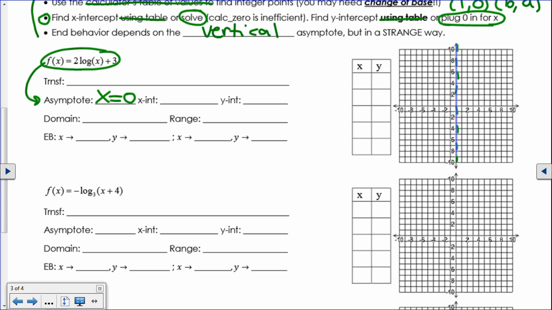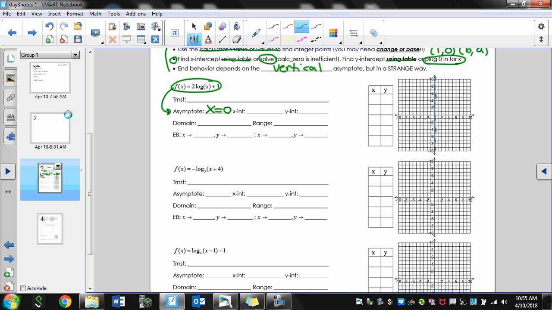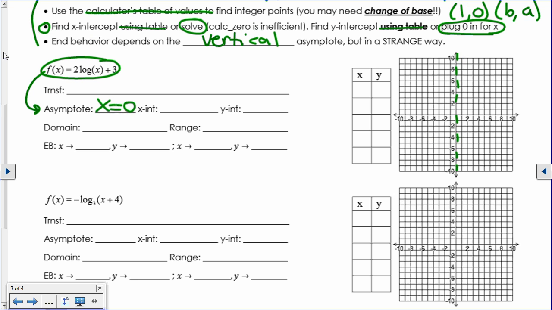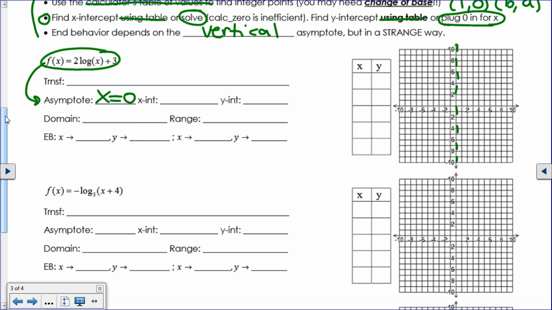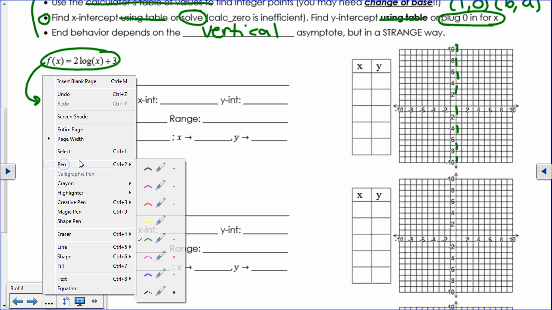Weird. Huh? Weird. How's it weird? Because I said. You're not used to a vertical asymptote being at 0? No, I'm not used to writing it that way. Vertical.